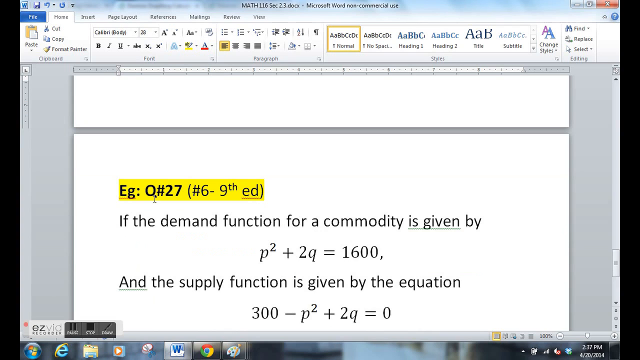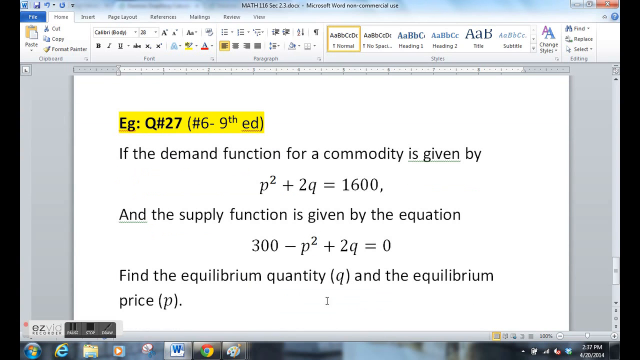If the demand function for a commodity is given by this function, p squared and so on, and the supply function is given by the equation here, 300 minus p squared plus 2q equals 0. Find the equilibrium quantity. So how many should you make, and what is the price? Given this supply and demand, what is the perfect quantity that you should be making and the price so that supply and demand perfectly equal each other.